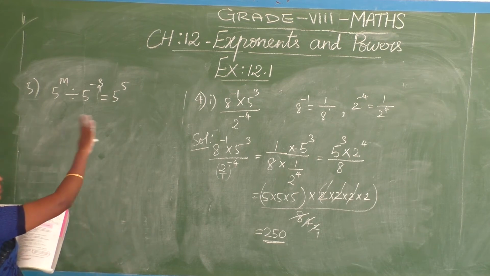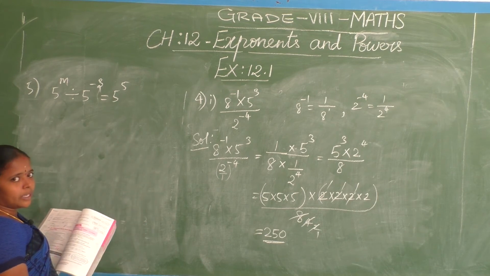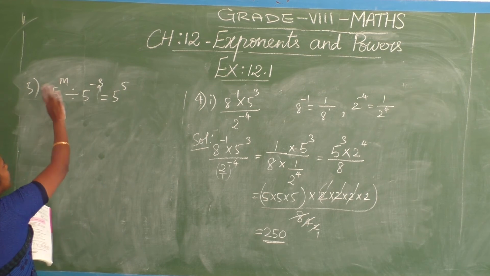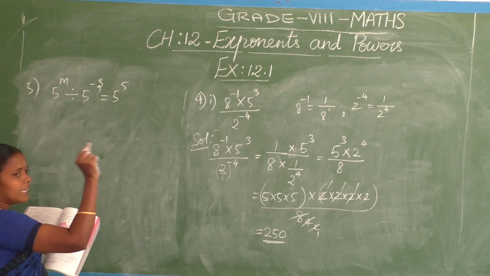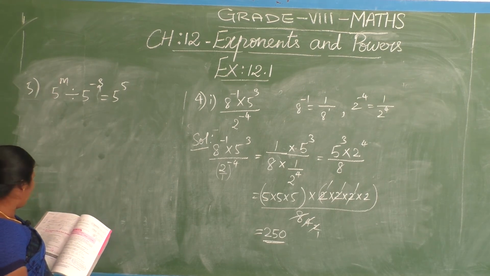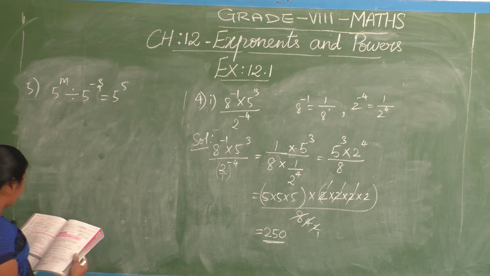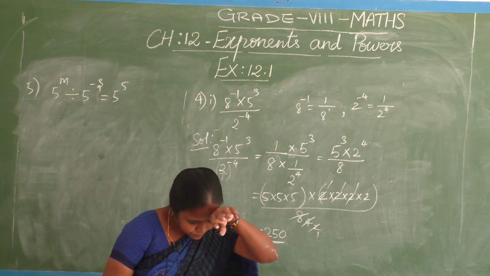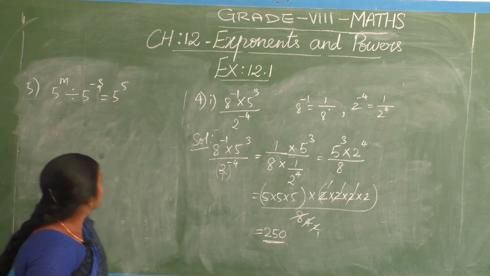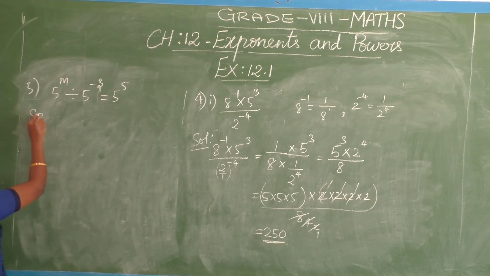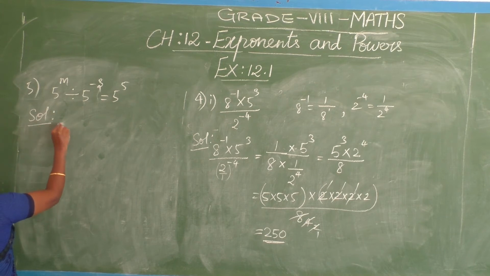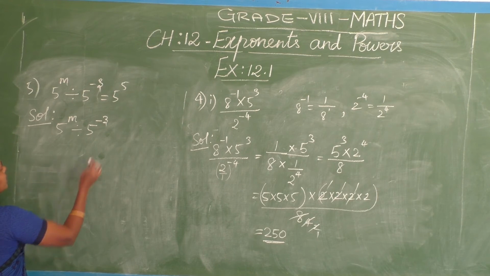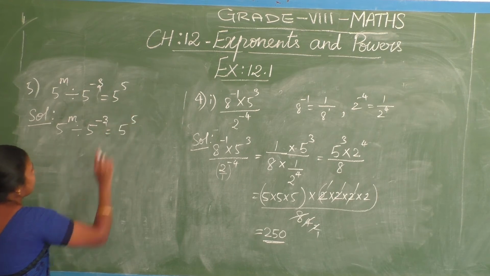Up to this, power was given directly using integers. Here in general they gave 5 power m. Find that value m. Value of m they are asking. What to do? 5 power m divided by 5 power minus 3 is equal to 5 power 5.